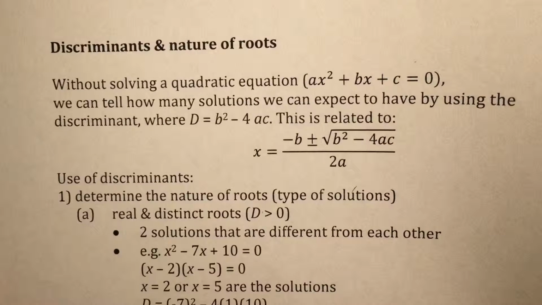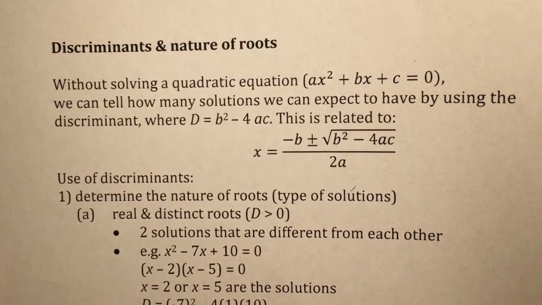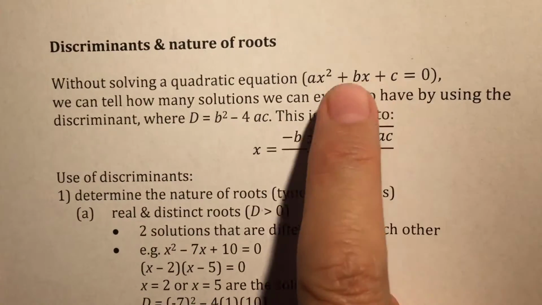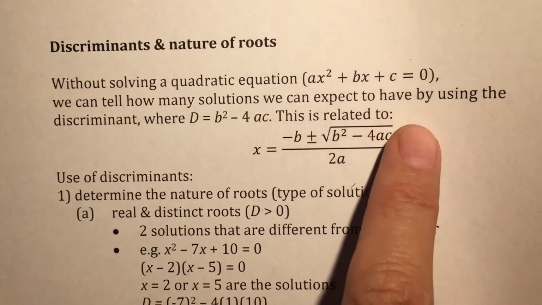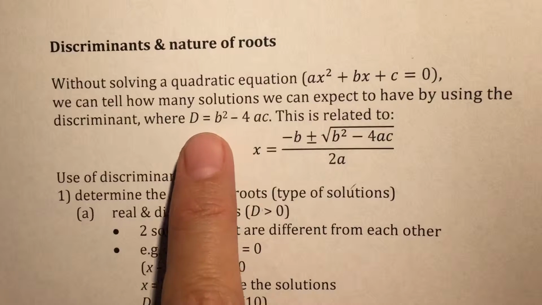Alright, today we're going to revise discriminants and nature of roots. Now, what do we actually use discriminants for? Basically, when we have a quadratic equation of the form ax squared plus bx plus c, we can tell how many solutions we can expect to have by using the discriminant, which is this.